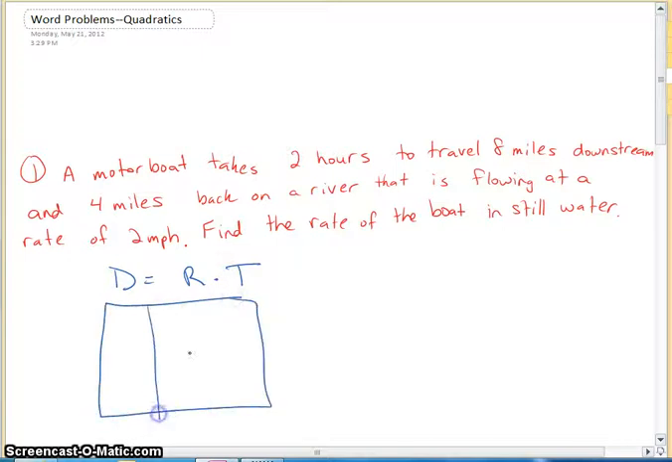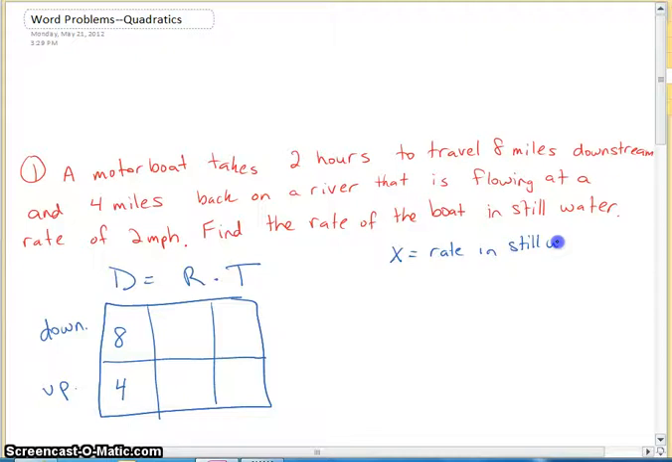So I'm going to go ahead and fill in this chart with as much as I know. I know that he's going downstream as well as upstream. It says that he traveled 8 miles downstream and 4 miles back, so that would be 4 miles upstream. A river is flowing at a rate of 2 miles per hour. I want to know the rate of the boat in still water. So I'm going to say x is the rate in still water.